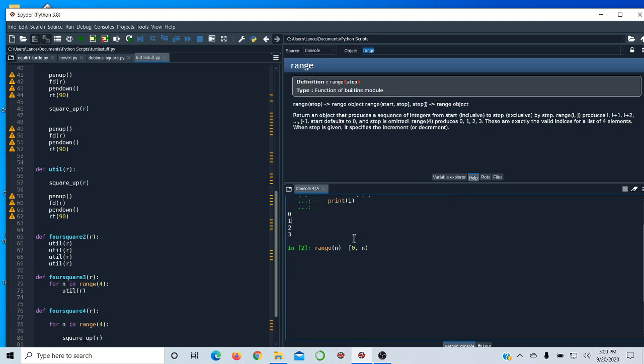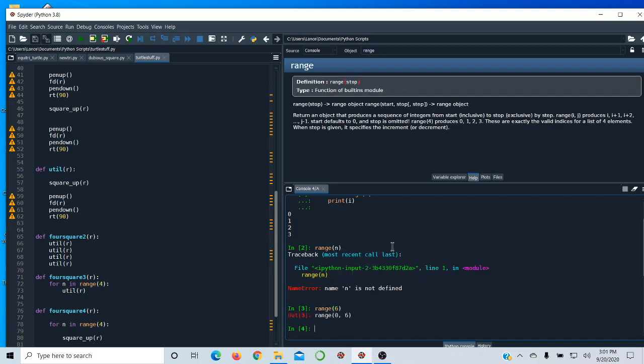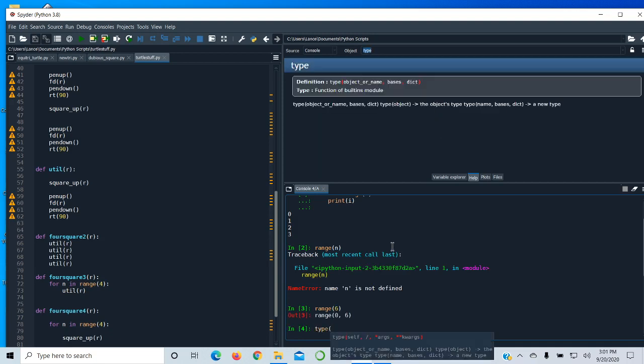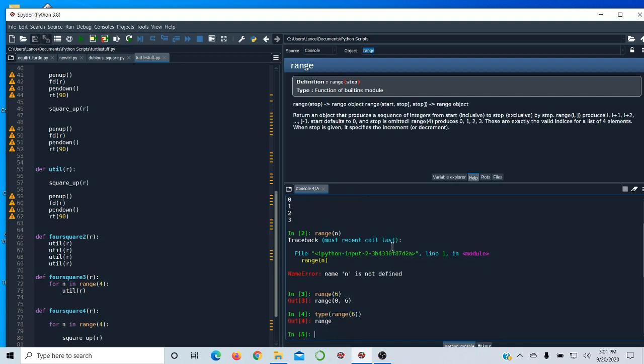Okay, by the way, what happens if you type range n in here? Name n is not defined. Range 6, range 0 to 6. Type range. I guess that makes sense.